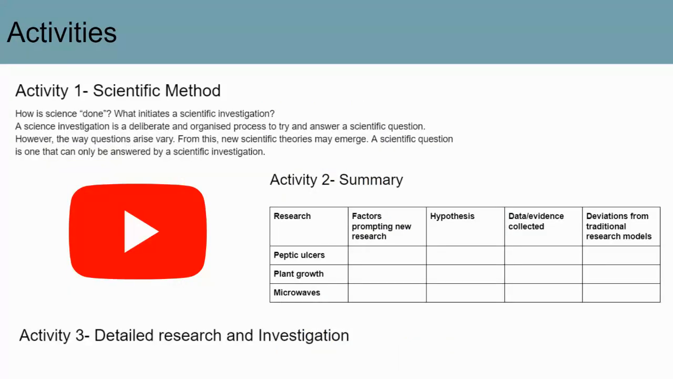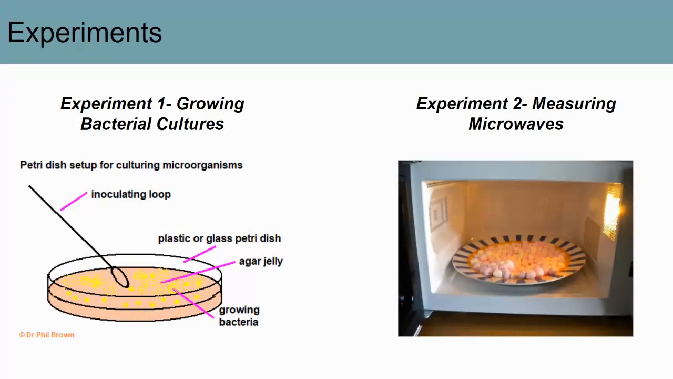So the activities we're going to work through in this cycle this fortnight are looking at the scientific method, doing some more research of our own about peptic ulcers and plant growth and microwaves, and what led to that research, and then doing some more detailed research and investigations about each of those and the scientists that are credited with their discovery. We're also going to be looking at growing bacterial cultures, so what that looks like, and also measuring microwaves by doing an experiment that does involve a microwave.